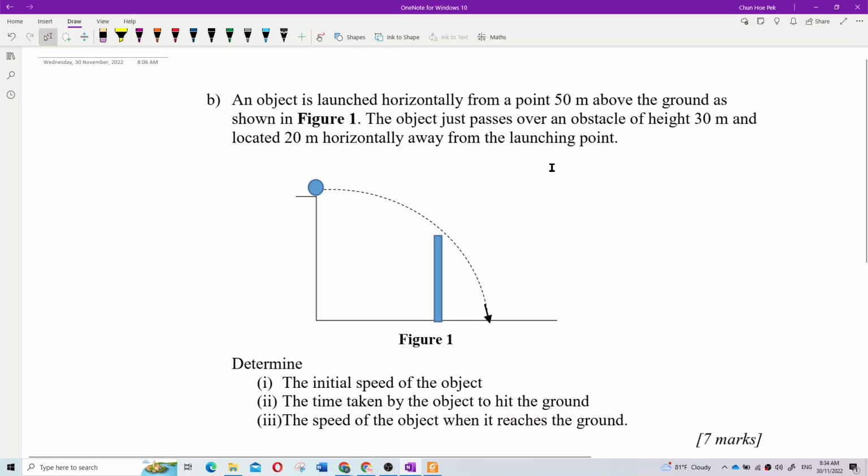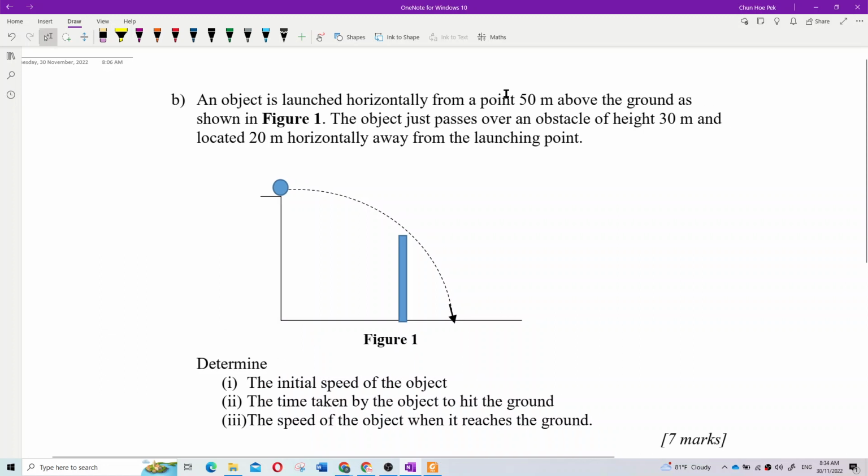Okay, so how to do this question? An object is launched horizontally from a point 50 meter above the ground as shown in figure 1. The object just passes over an obstacle of height 30 meter and located 20 meter horizontally away from the launching point. What is the initial speed of the object?